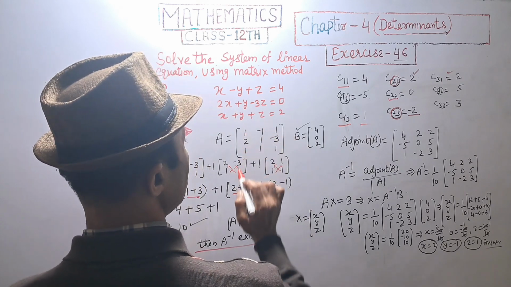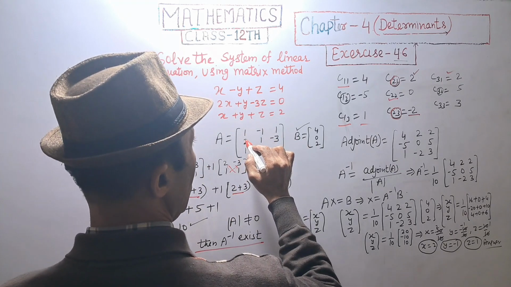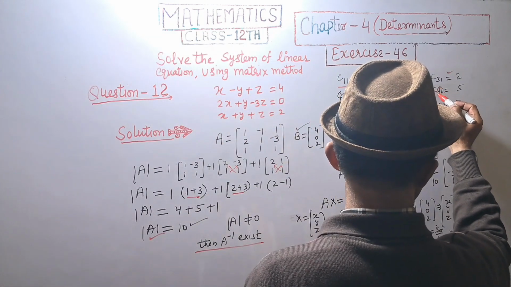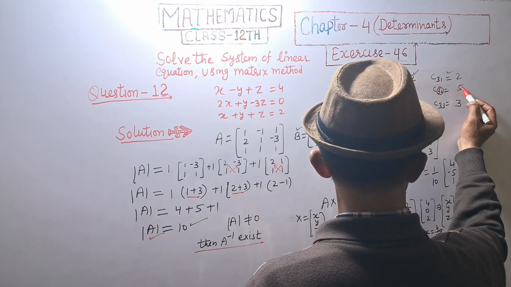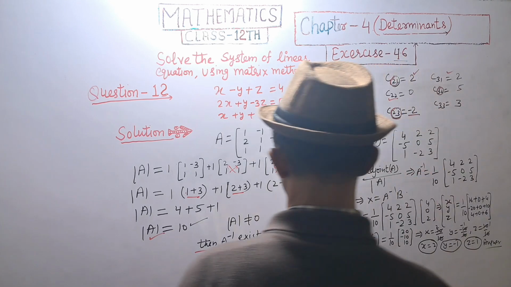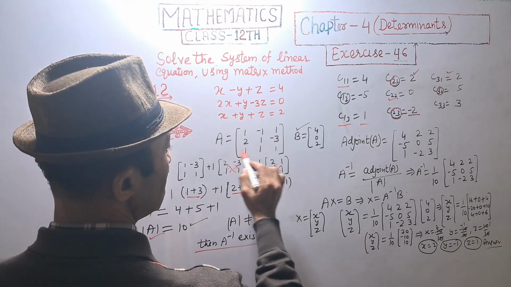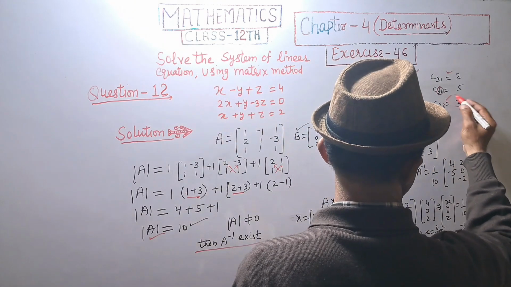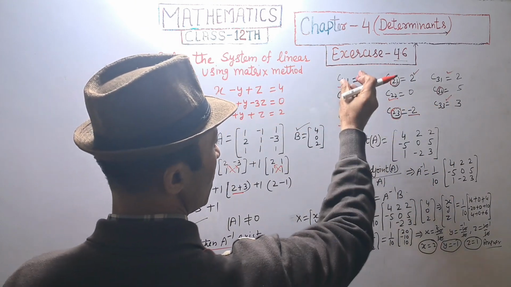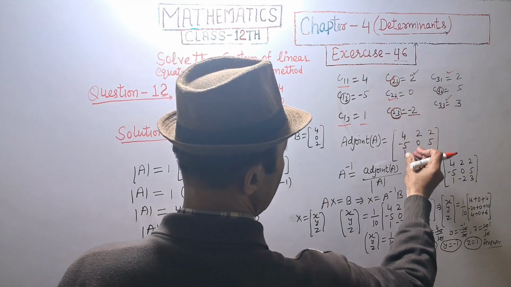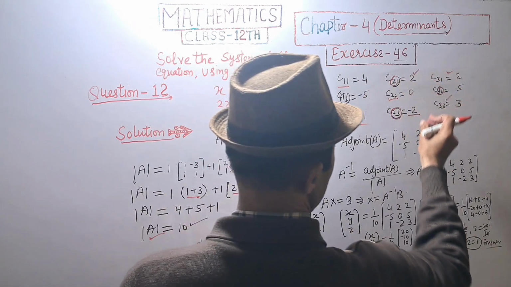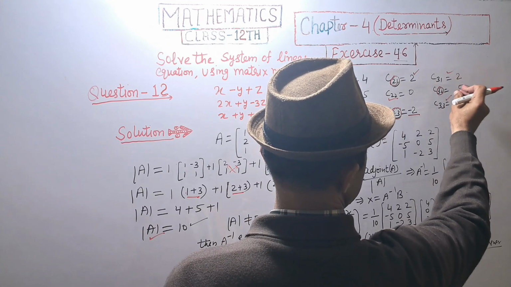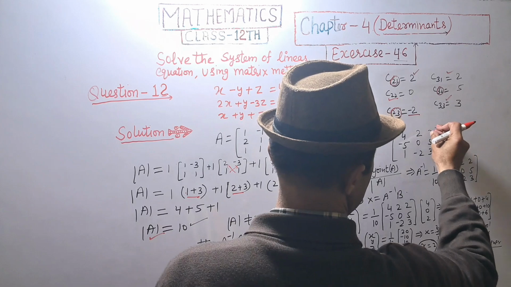C32: minus 3 multiplied by 1 is minus 3, and minus 2, that is minus 5. Since 3 plus 2 is 5, this number multiplied by minus gives a positive 5. And C33: 1 plus 2 is 3, so the value of C33 is 3. Adjoint of A is 4, minus 5, 1; 2, 0, 2; C31 that is 2, C32 is 5, C33 is 3.